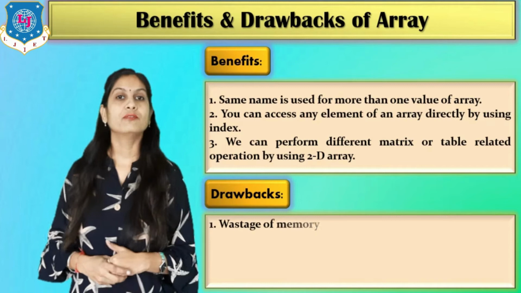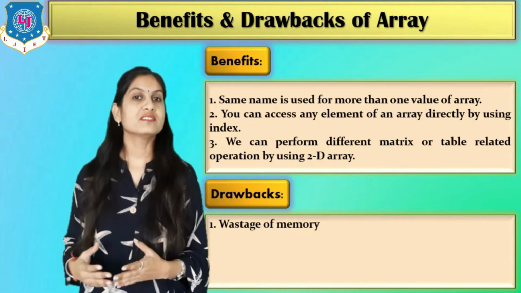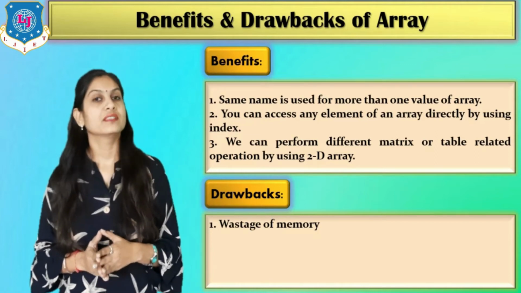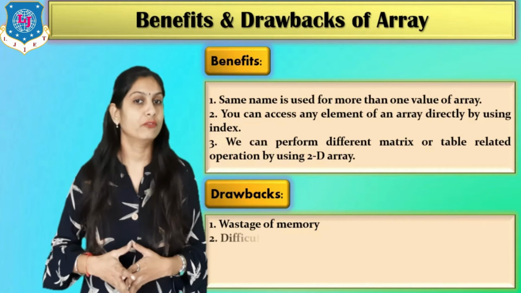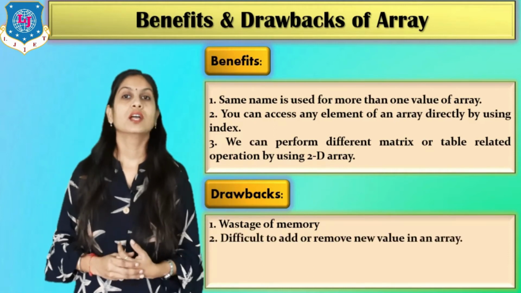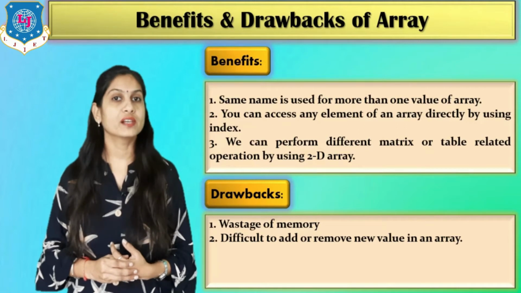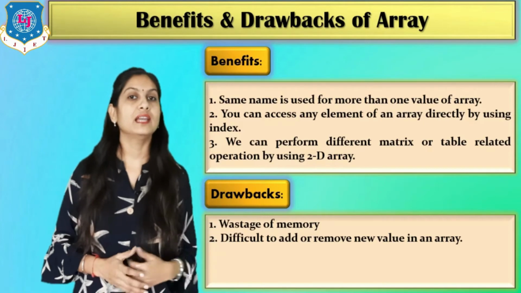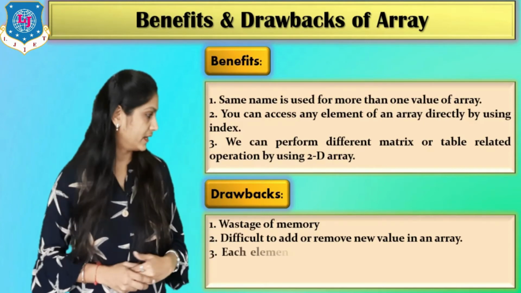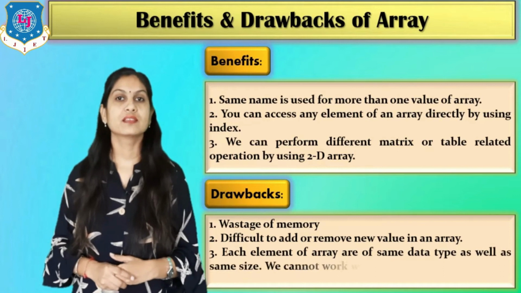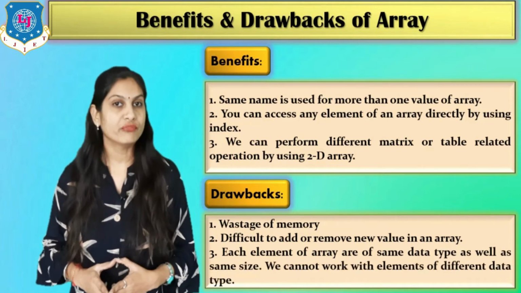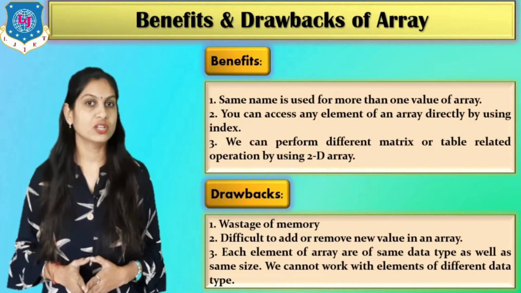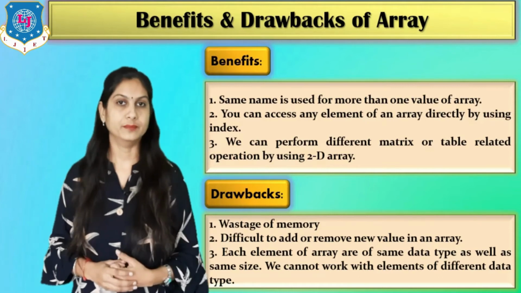And the drawback is wastage of memory. How? Suppose you have taken the array size 10 and suppose you store only 3 values, then what happens? The 7 remaining will be wasted. Then second one is what? You can add or delete data? No, it is not possible to add and delete an element from the array. And now the third one is you can store only the same kind of data together using array. Different types of data you cannot combine using array.